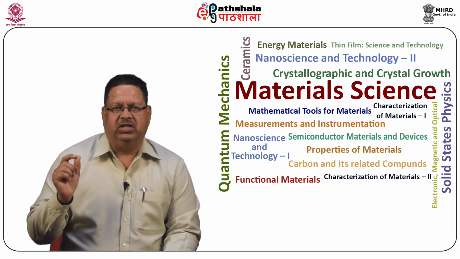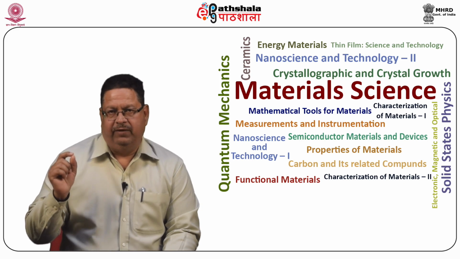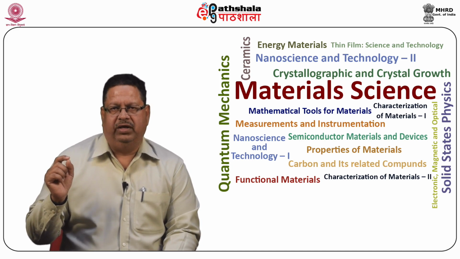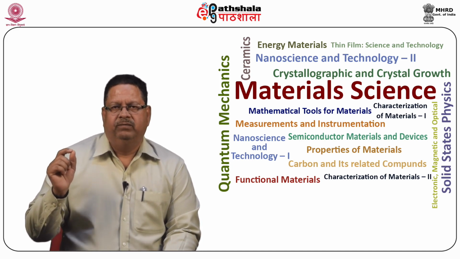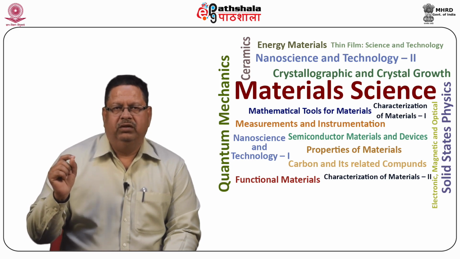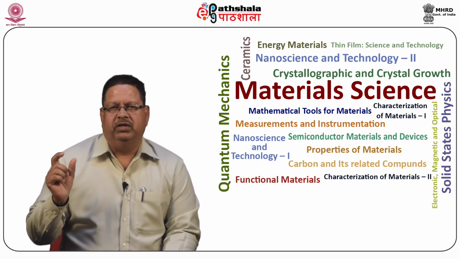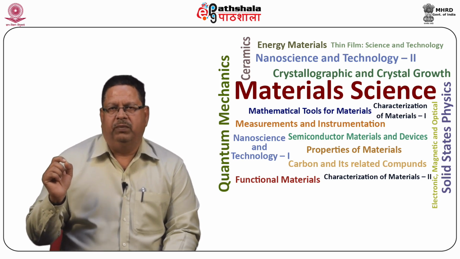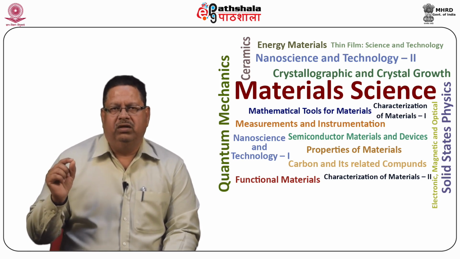Third important property is size and shape of the nucleus, which is represented by R. So R is given by R is equal to R naught A to the power 1 by 3, where A is the nuclear mass number, and deformation. Spin is another important property. Spin is nothing but the angular momentum of the nucleus. It is represented by J. It has two components: the orbital component, which is represented by L, and the intrinsic spin, which is represented by S.